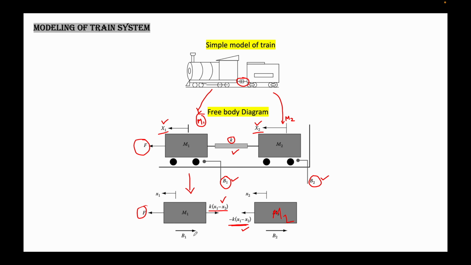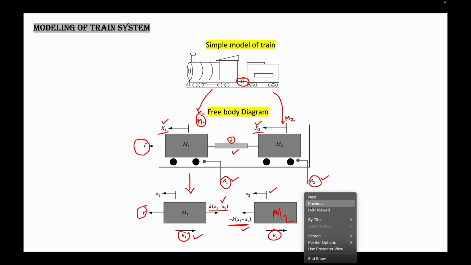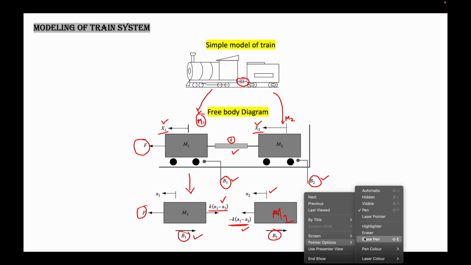Along with that, you will also get b1 and b2 as the forces for the friction, and here the displacement of m2 is x2, and based on that we will be creating and writing the equilibrium equation for both of the systems.